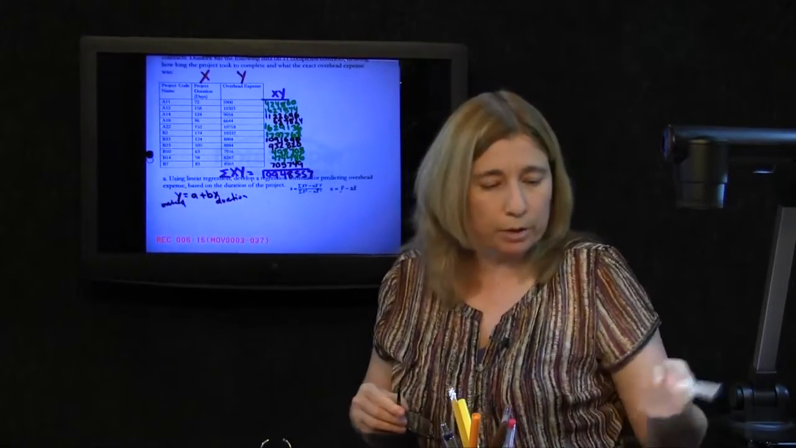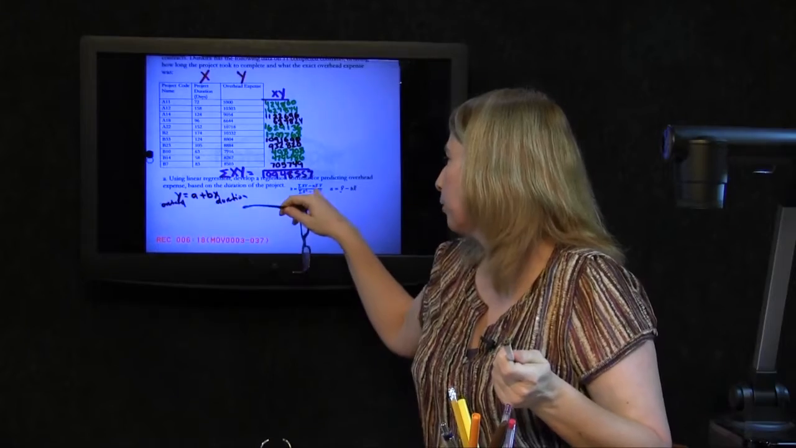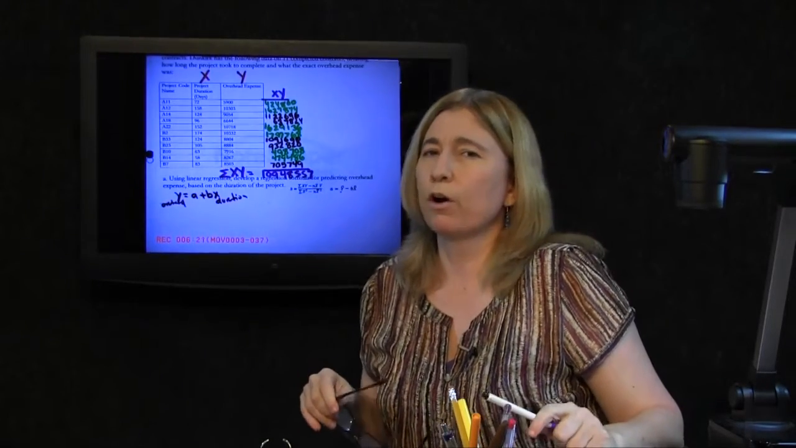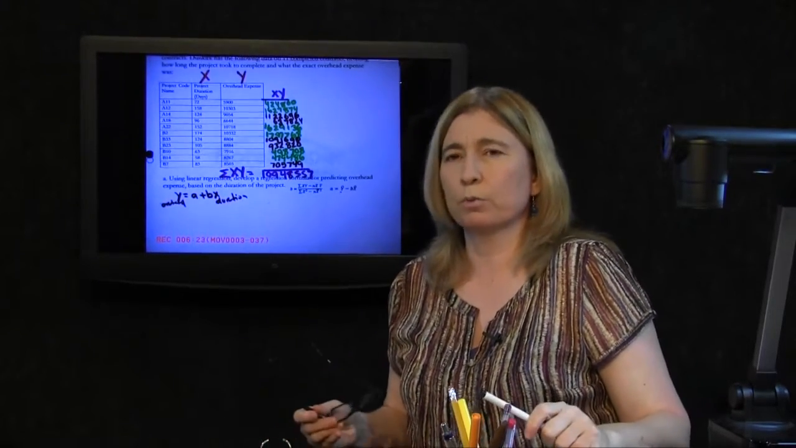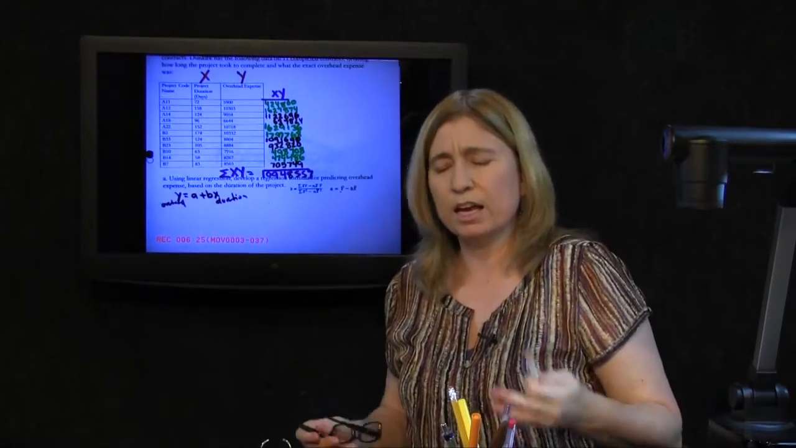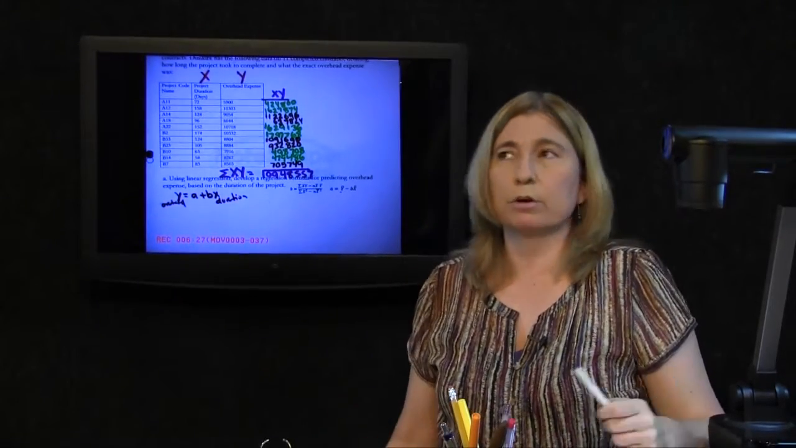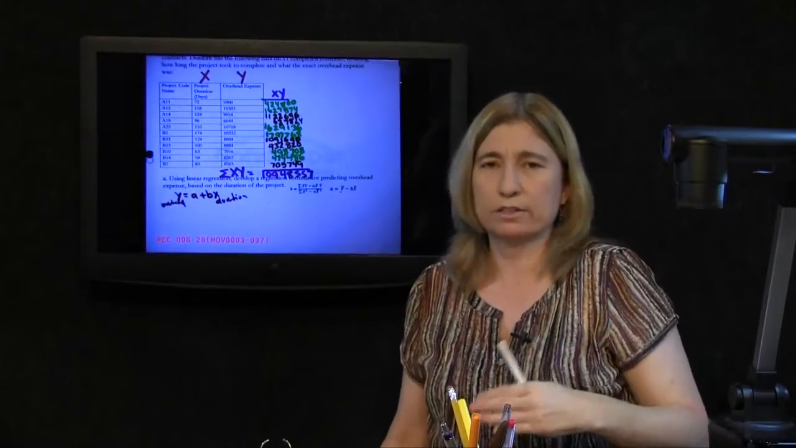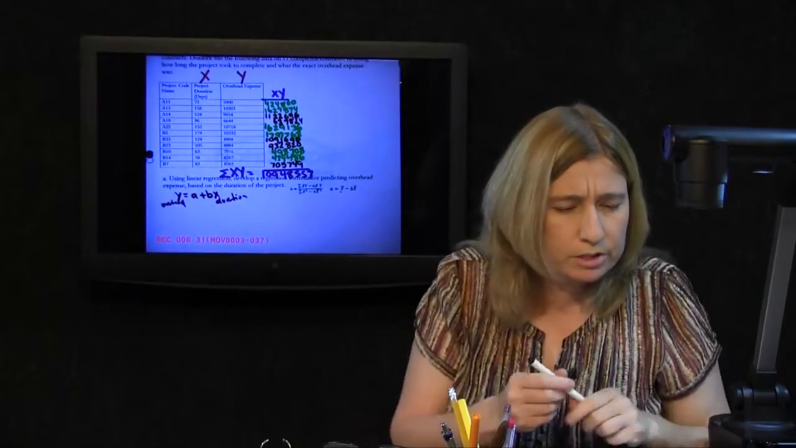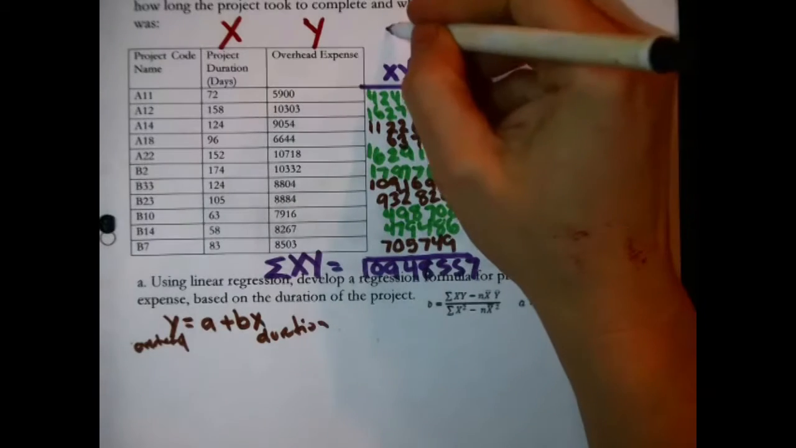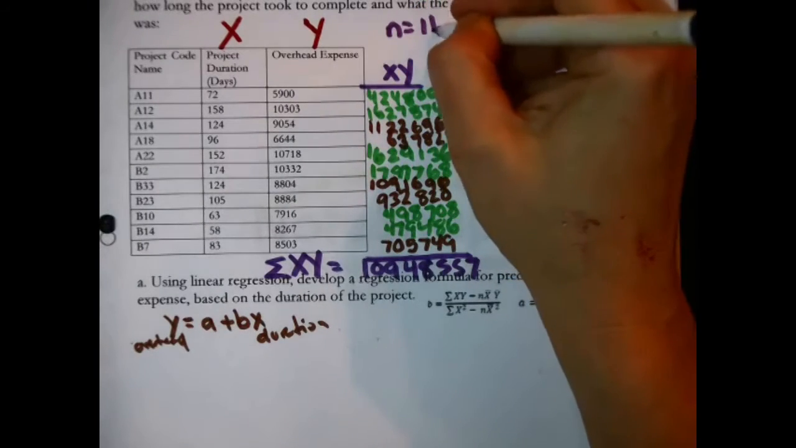Now, a couple of them, looking at the formula for the slope, are not all that hard to find. They're at least not that much work. For instance, we also need n. n is the number of observations, or the number of rows in that table. And you can see it there, there's 11 projects. And it's not nearly so much work.